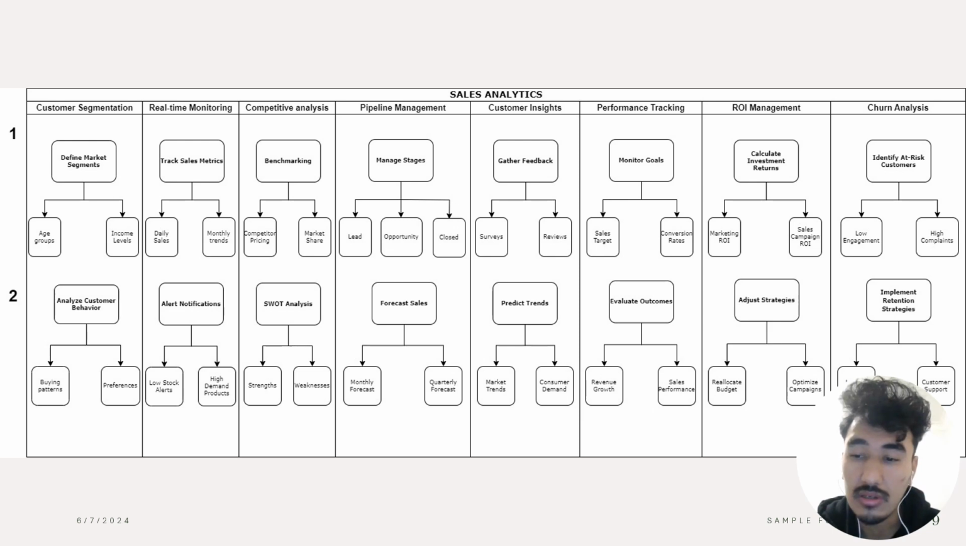And finally, in churn analysis, we can identify at-risk customers. This means recognizing customers who are not actively engaging, or identifying customers who have raised multiple complaints. And finally, implementing retention strategies through loyalty programs and customer service. So, increasing programs to reward loyal customers, and enhancing customer support to retain customers.